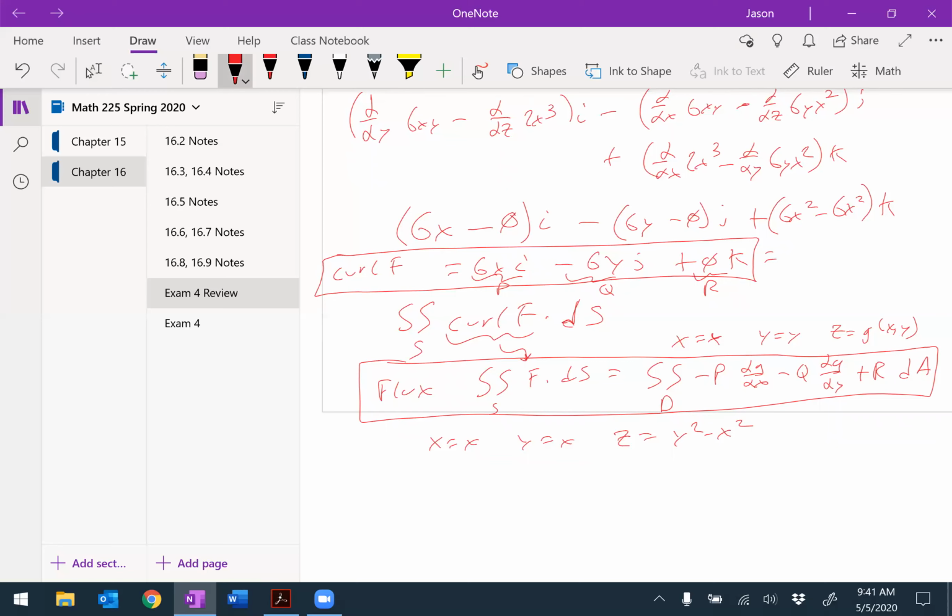So we're going to take negative P dg/dx. Well, we got what P is. What's P in this case? P is going to be 6x. So let's plug this in. So this is negative 6x. What's dg/dx? Well, dg/dx is going to be my partial of z, because that's my g of x, y. g of x, y is equal to y squared minus x squared, so that's a partial with respect to x. That's negative 2x.